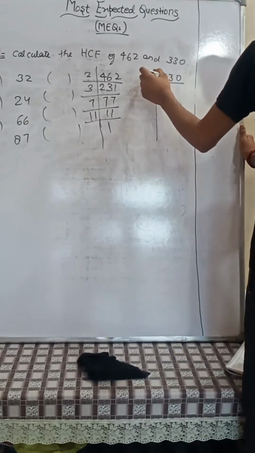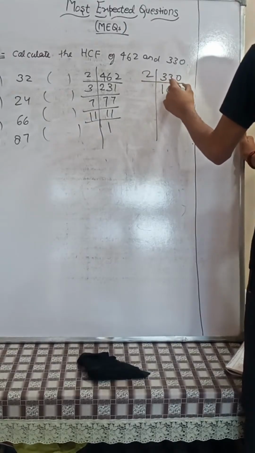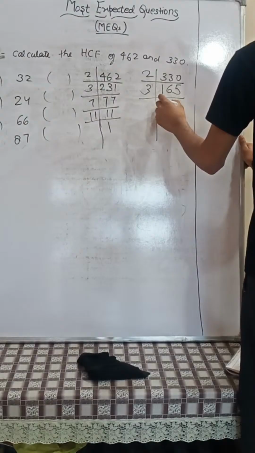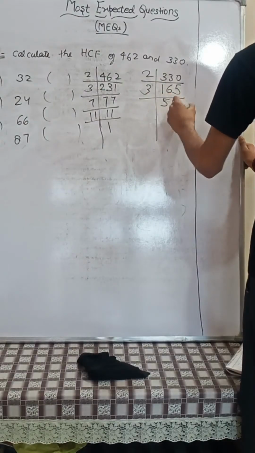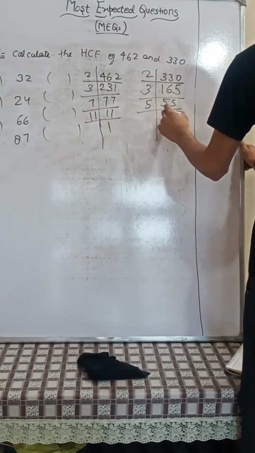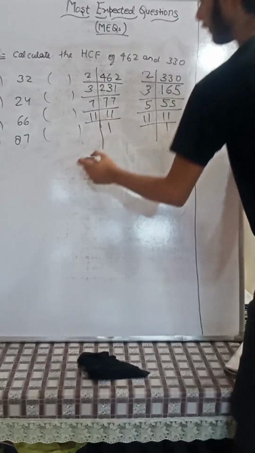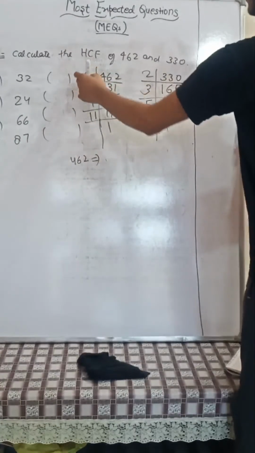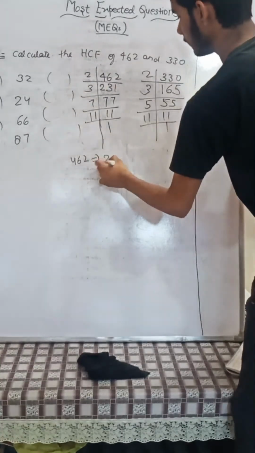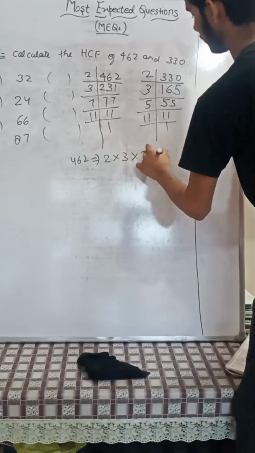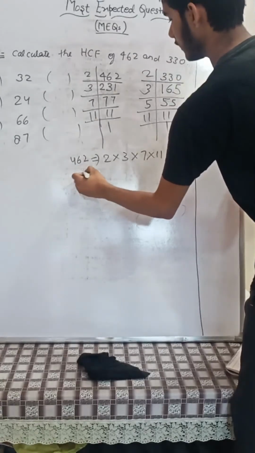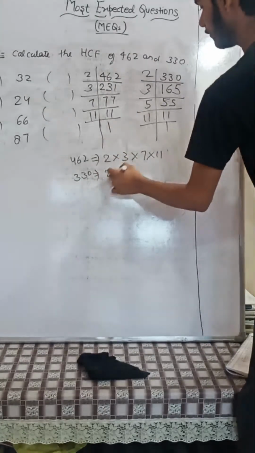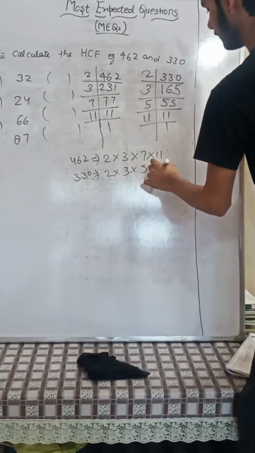Here 330 divided by 2 is 165, divided by 3 is 55, divided by 5 is 11, and 11 ones. Now 462 is 2 times 3 times 7 times 11. 330 is 2 times 3 times 5 times 11.